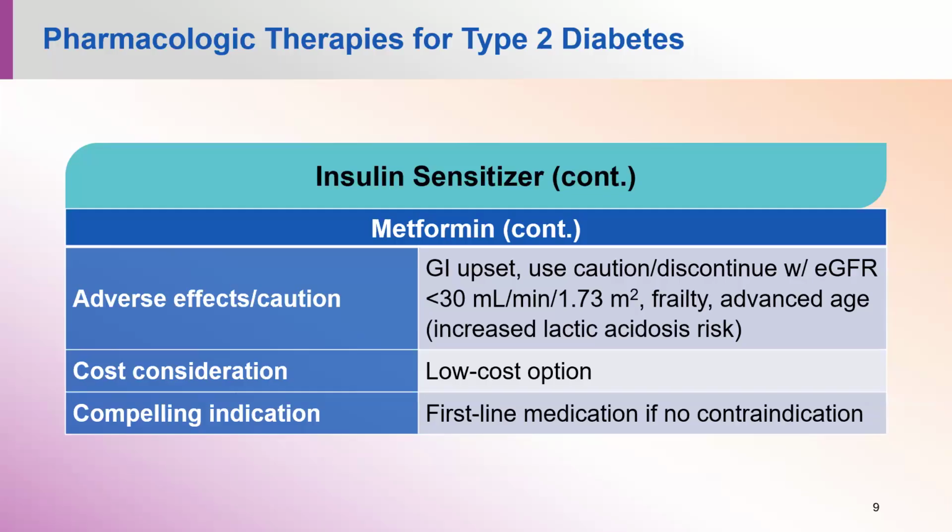And first line medication, if no contraindication, that's a compelling indication, which is one of the categories ADA wants us to consider. Now, here's something else to consider on this one. Is there evidence of improved cardiovascular outcomes with metformin use? Yes, there is. Are there benefits of even perhaps preserving renal function with the use of metformin, largely through improved glycemic control? Absolutely.